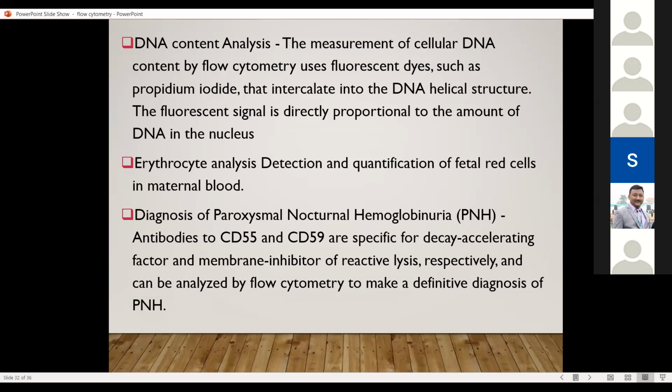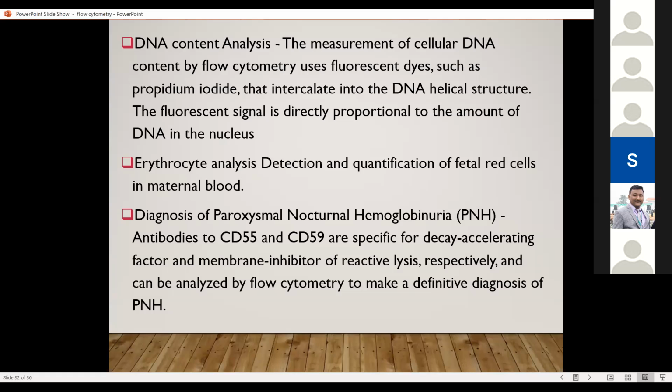So another fluorescent dye we can use is propidium iodide, which also intercalates into the DNA helical structure, and the amount of fluorescence it provides will tell us how much cellular DNA is present in that cell. So the fluorescent signal is directly proportional to the amount of DNA present in the nucleus.